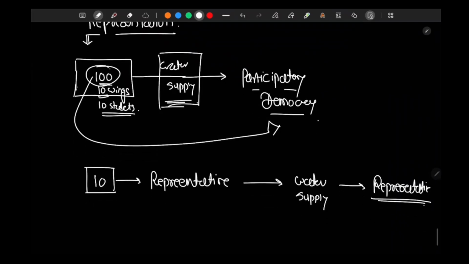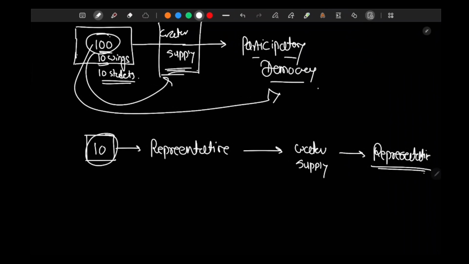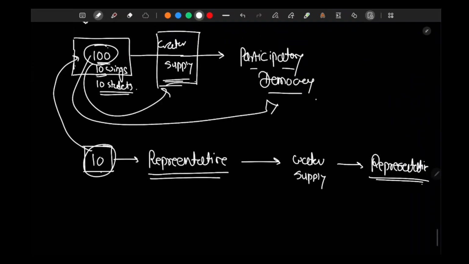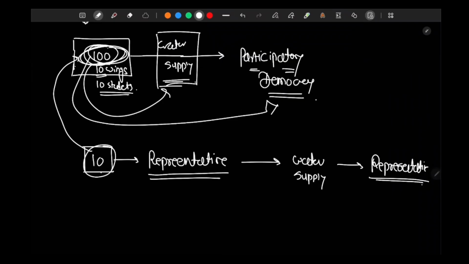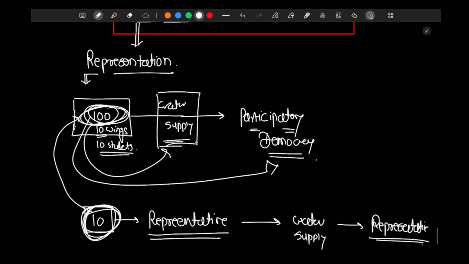Here all 100 students are discussing the issue of water supply. Here only 10 students of 10 wings are discussing water supply. These 10 students are representatives of these 100 students, one each wing. This is the difference between participatory democracy, in which active participation of every citizen is there, and representative democracy, where there is participation of only the representatives. Only representatives. This is the difference.